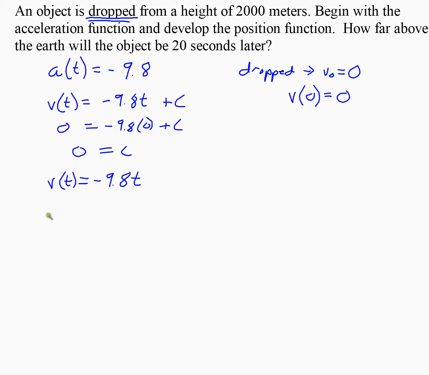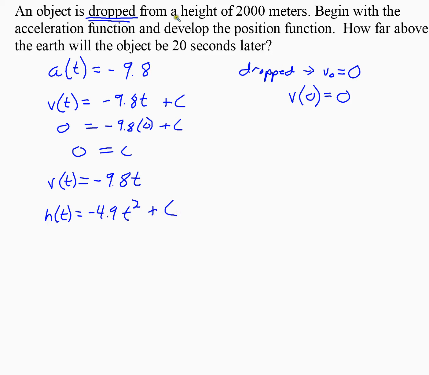So the position function, which we'll call h of t, is the integral of velocity. This would be a t squared, which means we would put a half out in front. So half of 9.8 is 4.9. So negative 4.9 t squared plus c.